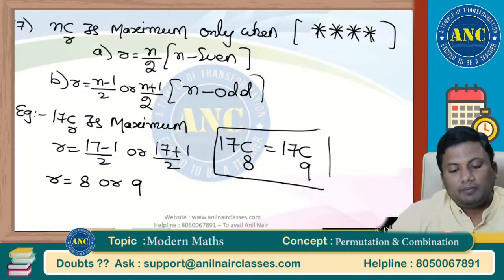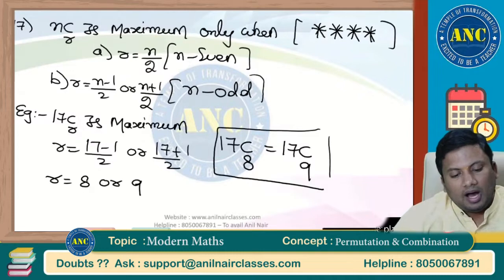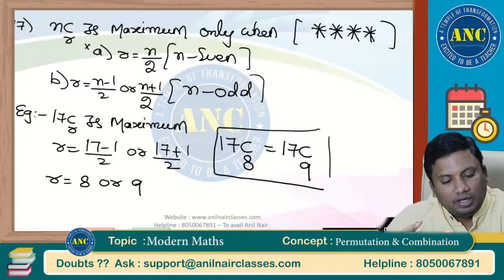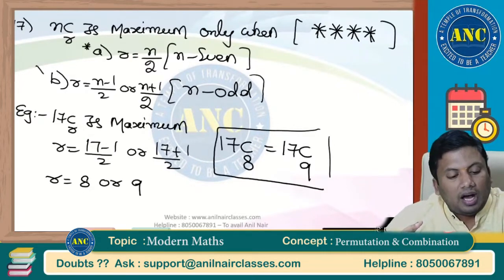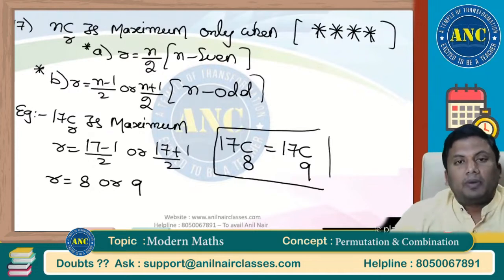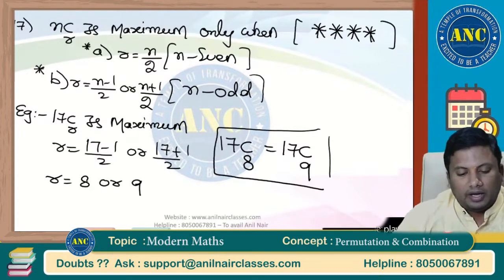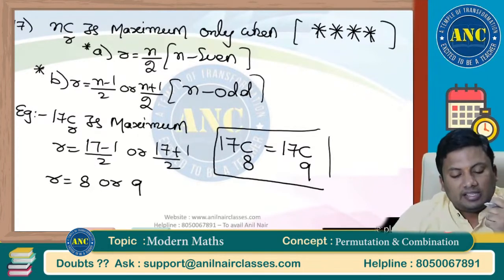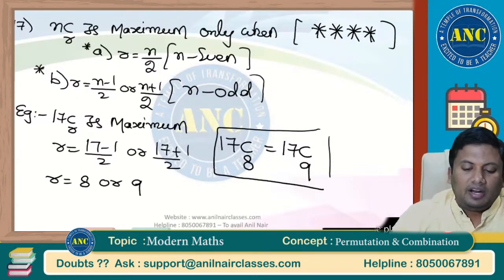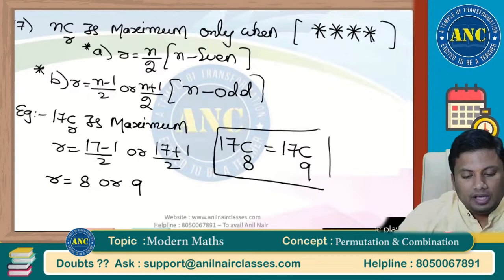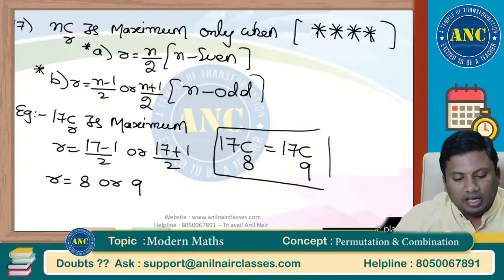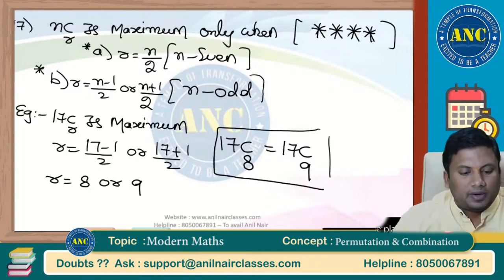NCR is maximum only when r equals n by 2 if n is even, or r equals n minus 1 by 2 or n plus 1 by 2. One is when n is even, another is when n is odd. N is even, r equals n by 2. N is odd, n minus 1 by 2 or n plus 1 by 2.